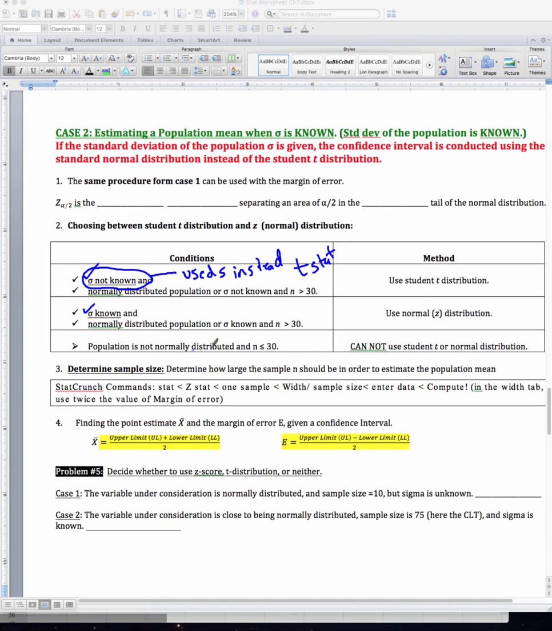Okay, as long as this last one's not true. If the population is not normally distributed, you can't do it. Okay, we need normality to do a T-stat or a Z-stat. And we did a condition earlier where if this is not met, then you can't do either of these.